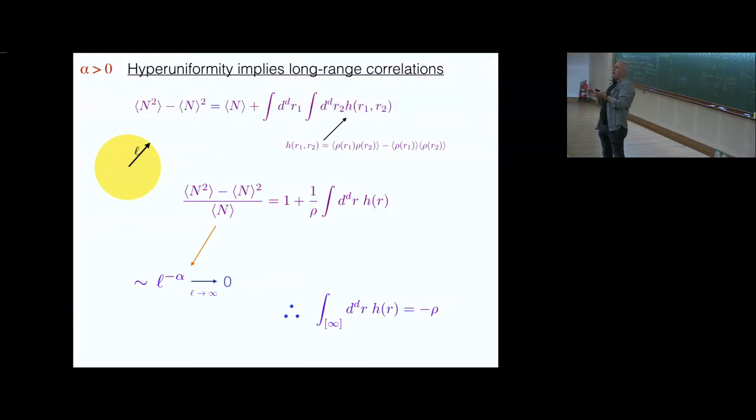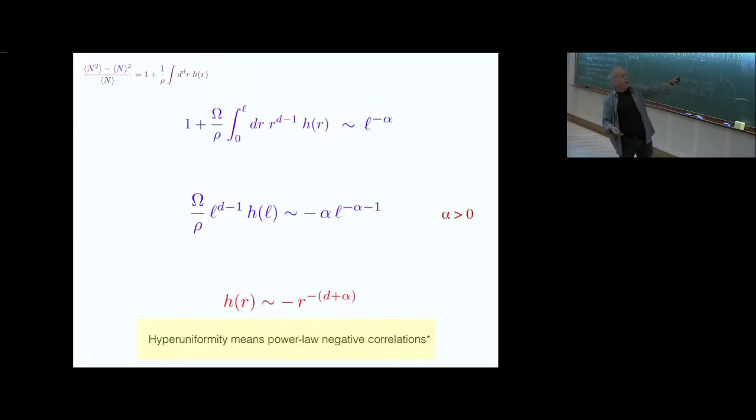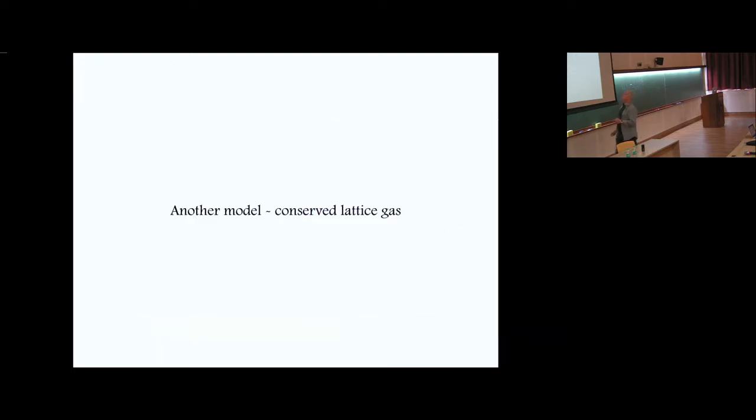But how can that be? Because I just said a critical point in ordinary equilibrium has divergent fluctuations. But now these have diminished fluctuations. How can they both be power law? Well, the answer is because there is a negative sign in front of the thing over here. There's a negative sign for hyperuniformity that kills the fluctuations. Just telling you. So there you go. So let me show you another model, and then I'll show you why I'm talking about this.